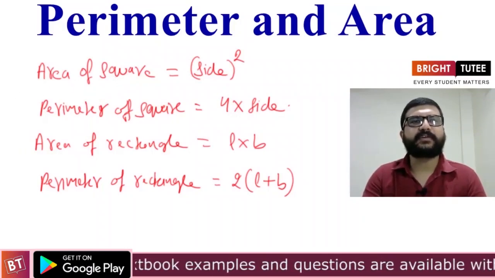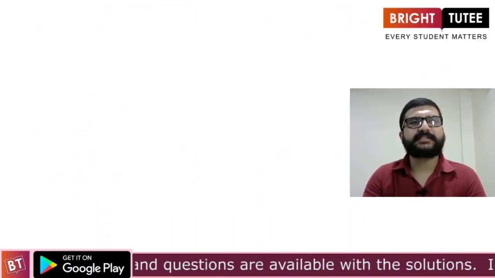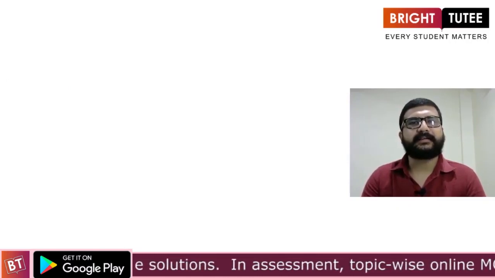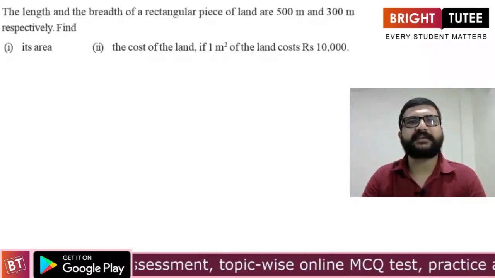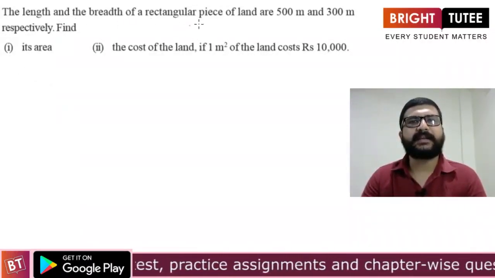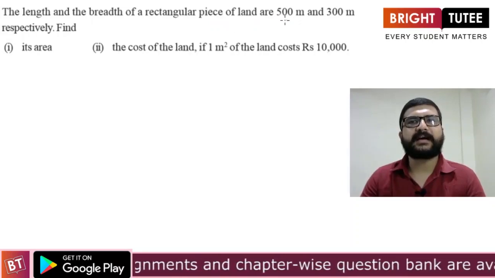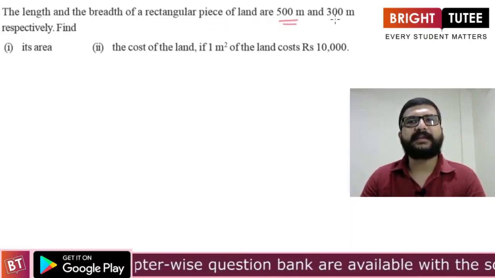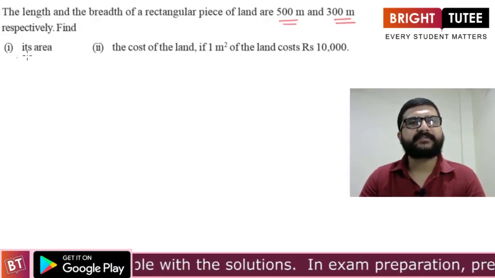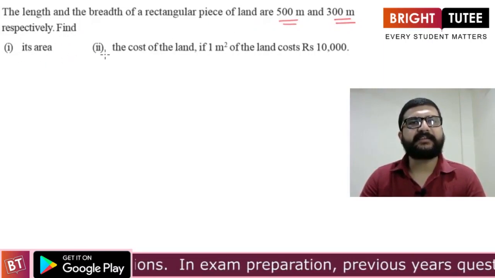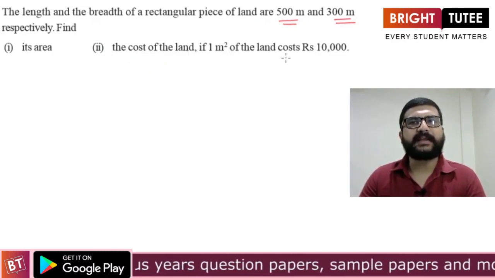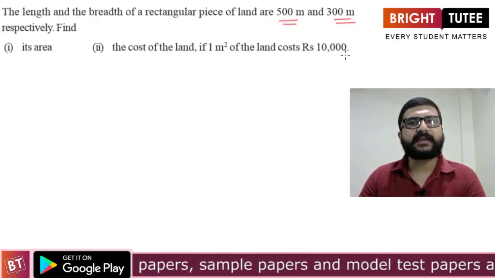Now in this video we are going to see few more questions based on perimeter and area of square and rectangle. So let's start with the first question. The question here is, the length and the breadth of rectangular piece of land are 500 meter and 300 meter respectively. Find, first one is its area and the second one is the cost of the land if 1 square meter of land costs rupees 10,000.